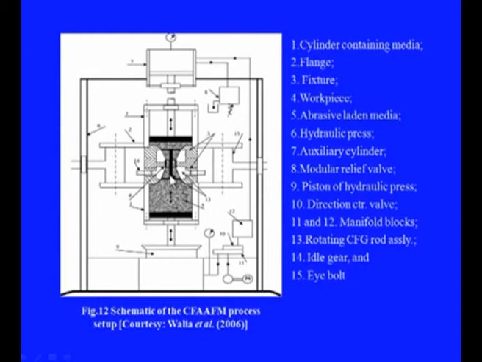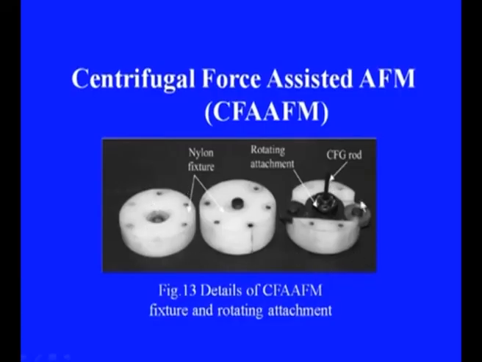Moreover, as this rod keeps rotating at a particular speed, it will exert a centrifugal force on the abrasive particles in this media. Therefore, these abrasive particles will hit the workpiece surface with some additional forces, which will cause better material removal as well as better surface finish. So, this is a fixture or tooling arrangement with the gear, and the CFG rod, the centrifugal force generating rod. This rod will be kept rotating with this gear arrangement at different speeds during the process.